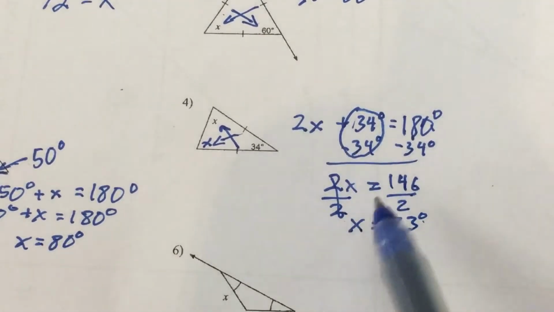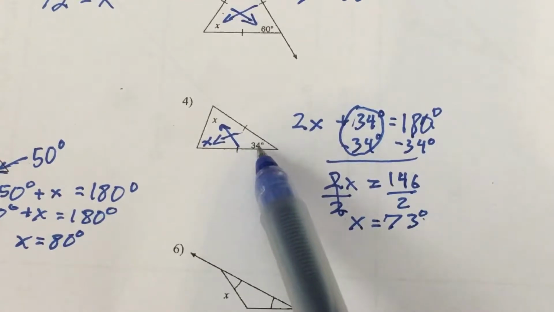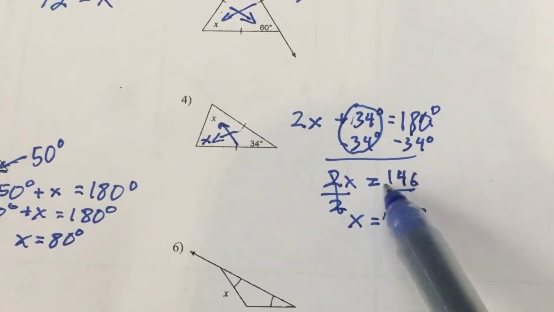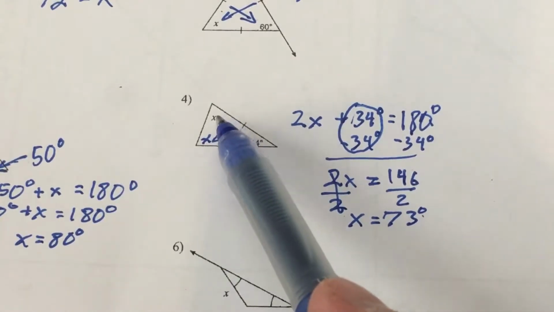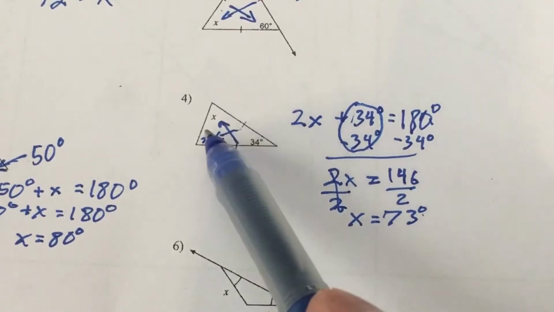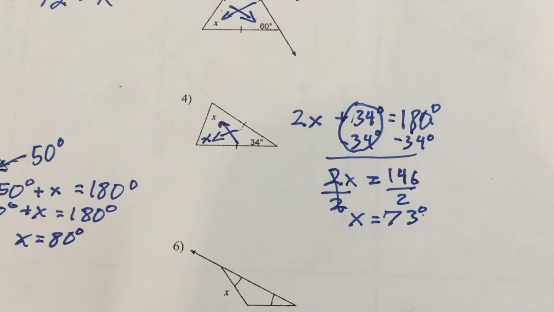Okay, so here's what we did there. We know that there's 2 x's, right? And we know that this angle is 34. So we took 34 away from 180, and we're left with 146. But 146 has to be split up between these 2 angles, so that's why we're dividing by 2, so that we can get one of those angles. Okay, and that's 73 degrees.